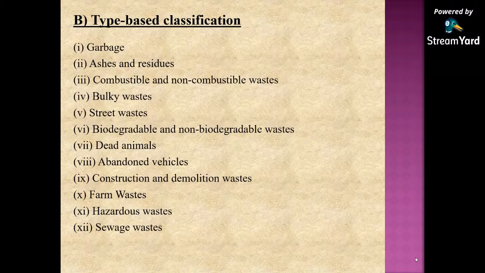Next type-based classification is construction and demolition waste. These are wastes generated as a result of construction, repair and demolition of houses or commercial buildings or other structures. They consist mainly of earth, stones, concrete, brick, roofing and plumbing materials, heating system and electric wires, and some parts of the general municipal waste stream also.